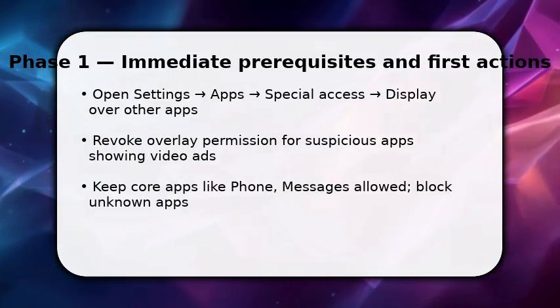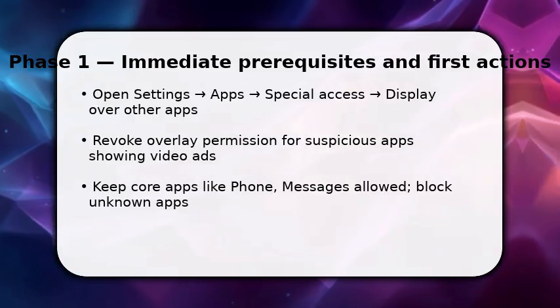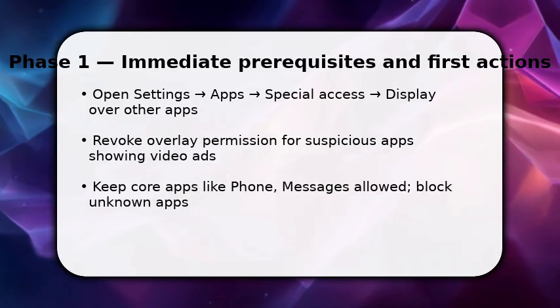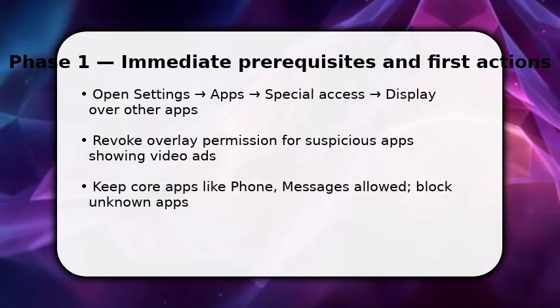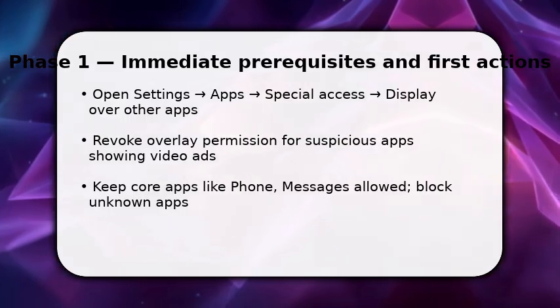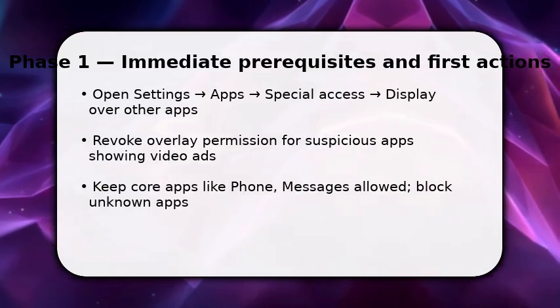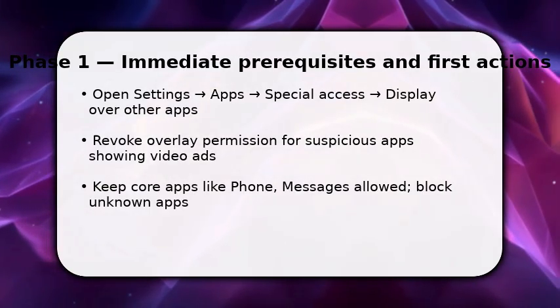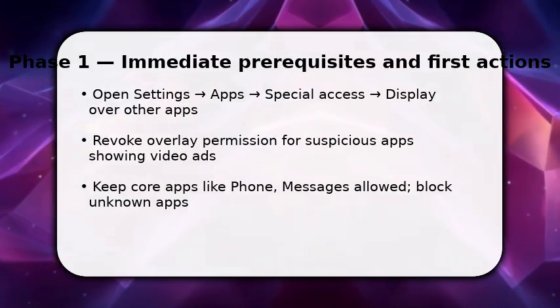You start by removing overlay permissions that let apps show pop-up video ads. This stops the ads from appearing above other apps. Go to Settings, then Apps, then Special Access, then Display over other apps, find apps with permission and revoke it. Once done, make sure to leave system apps like phone and messages enabled. Otherwise, you may break functionality. This step cuts the most common route that adware uses to inject video pop-ups, so you'll reduce interruptions immediately.